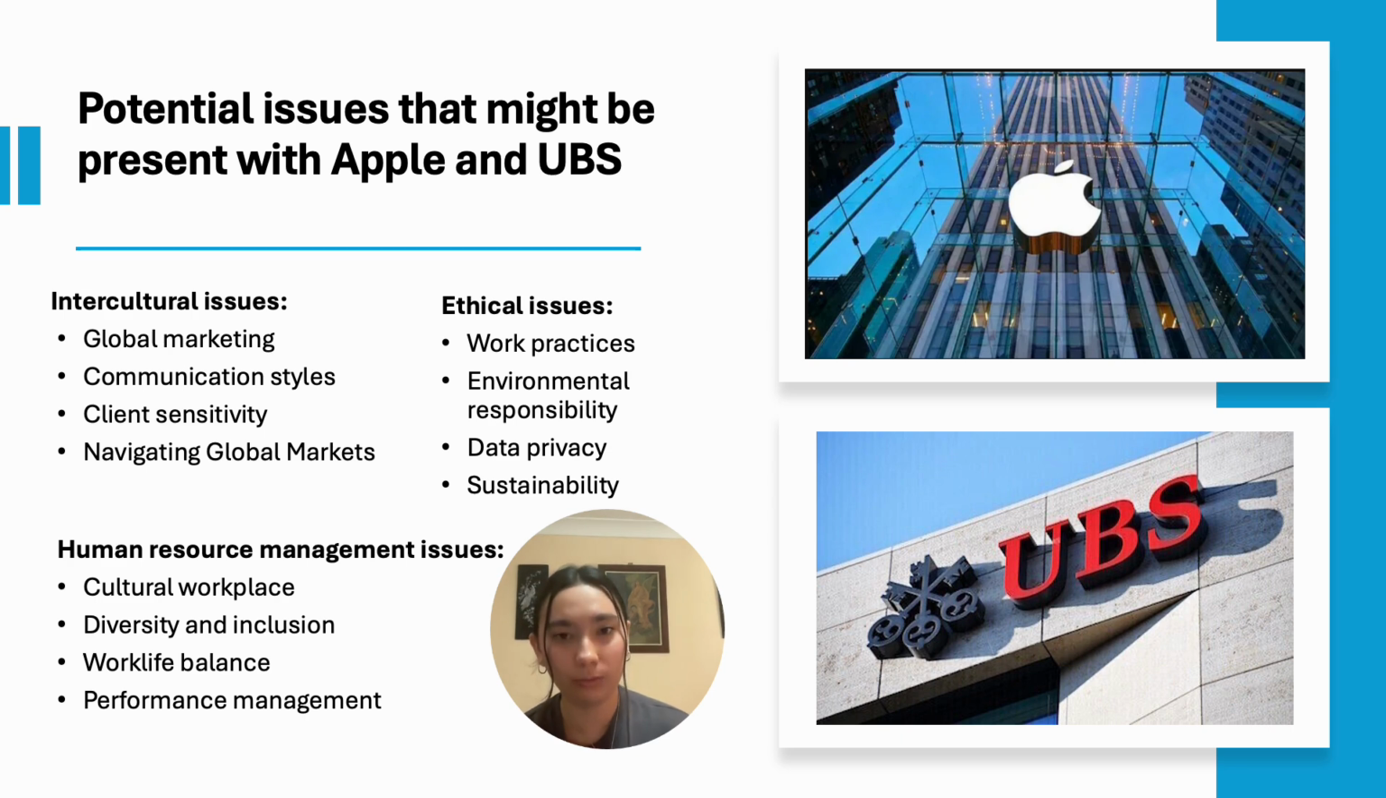Issues for human resource management in Apple can be the cultural workplace and work-life balance, where they need to create an inclusive environment and meet flexible employee demands, whereas for UBS it can be diversity, inclusion, and performance management, to aim for a fair workplace and ensure that performance management is supportive and inclusive.